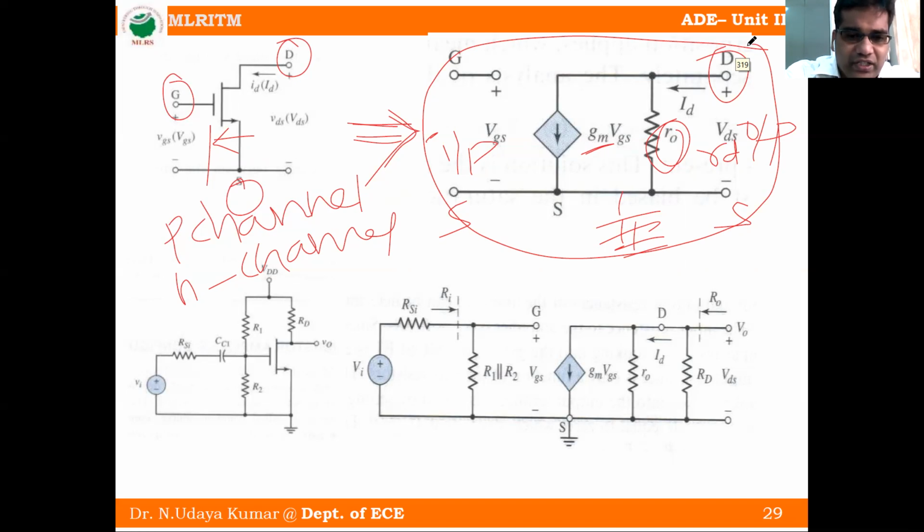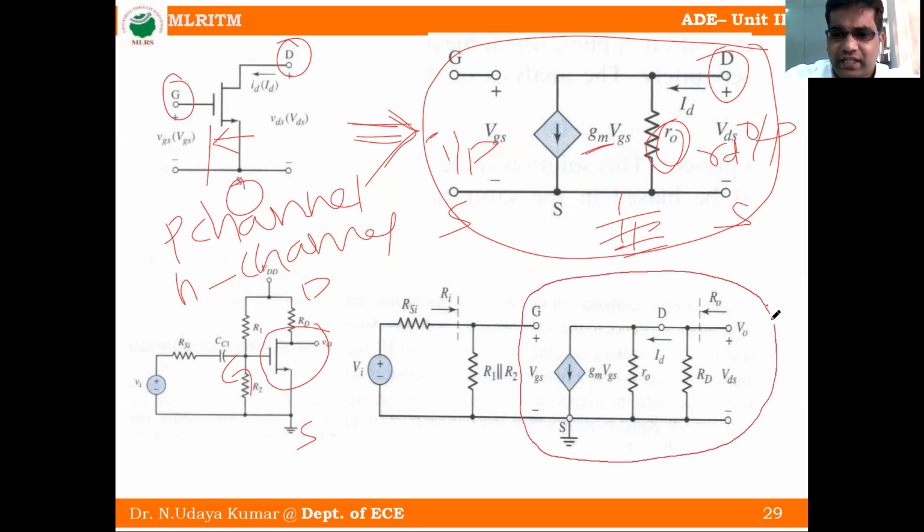Here is one amplifier circuit. It is a common source amplifier, because it has a drain terminal, source terminal, and a gate terminal. Here source is common, that means source is ground. So this transistor symbol can be replaced by the small signal circuit. This is the circuit, the whole circuit, which is a transistor. This transistor is replaced by this small signal model.